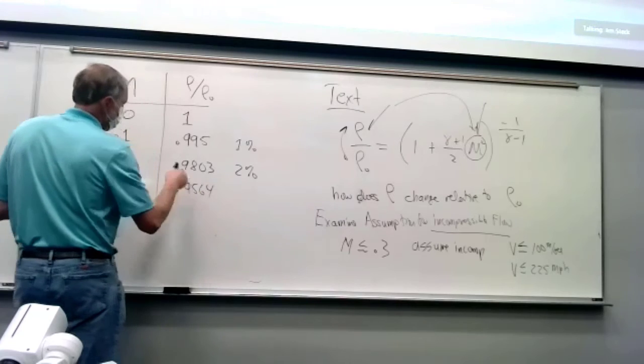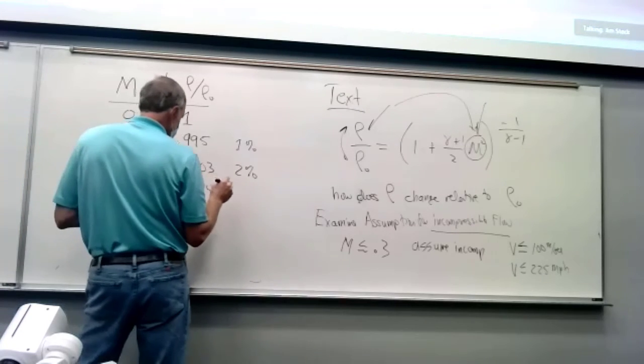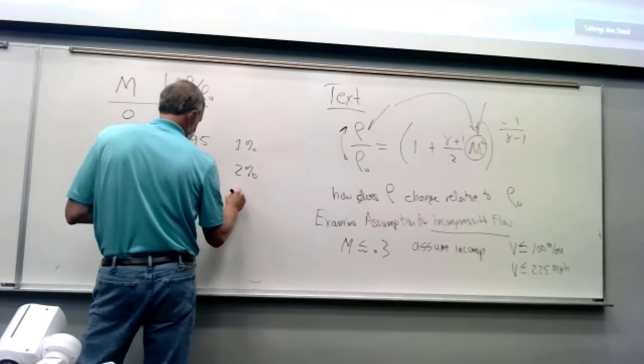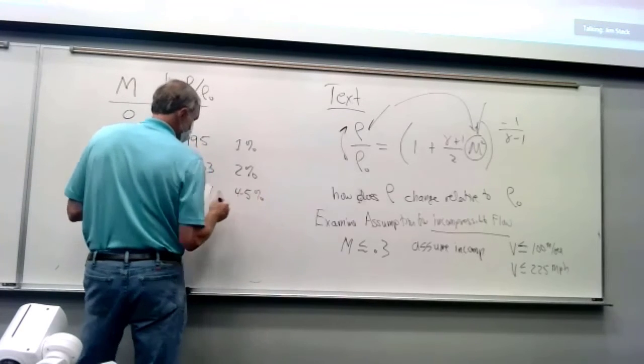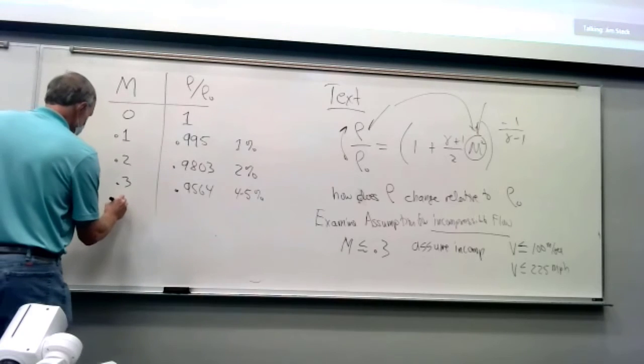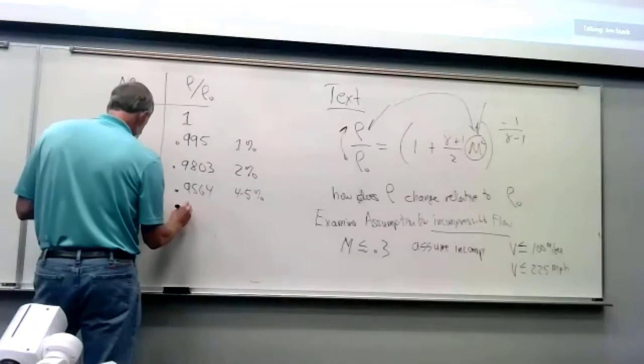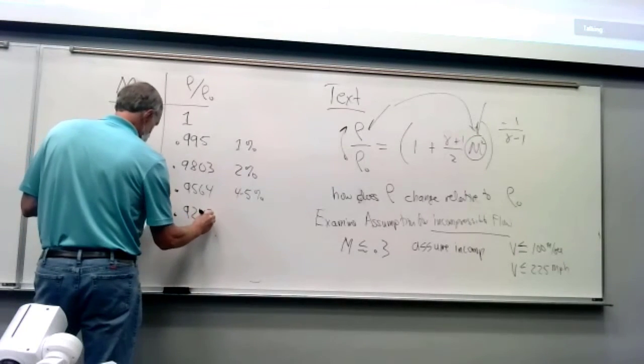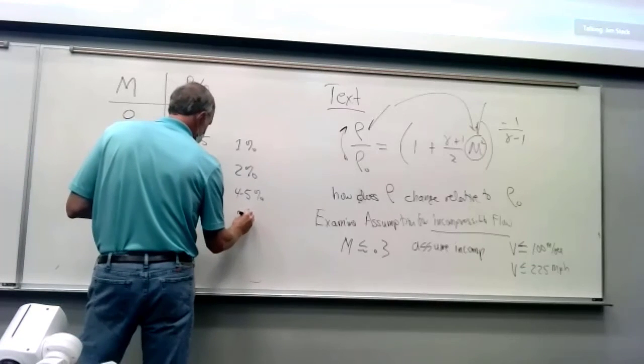So now the ratio is 0.9564, so we're talking close to 4 to 5%. And depending on how accurate we want to be, that's starting to get to the point where we probably ought to include density changes in our calculation. Let's go to 0.4. Now we're at about 8% change.